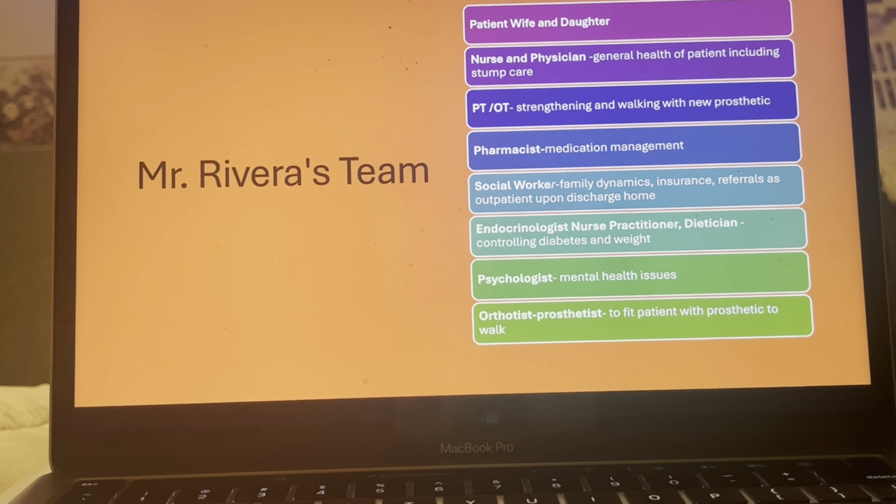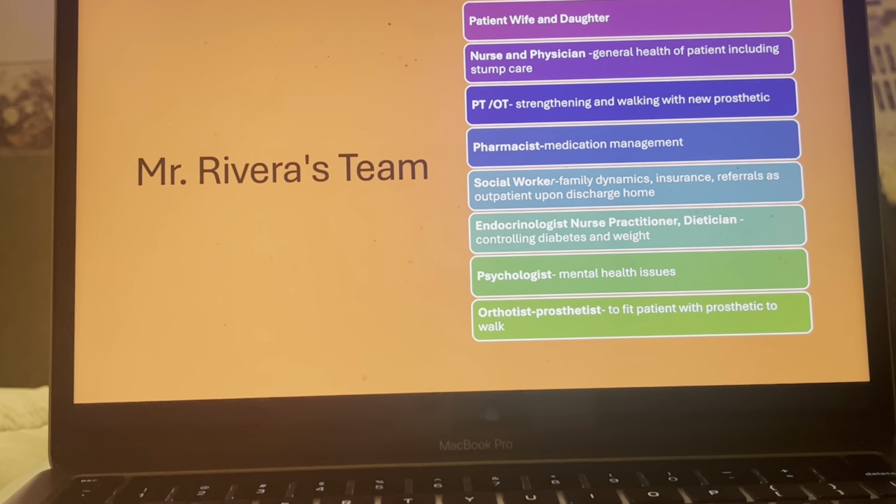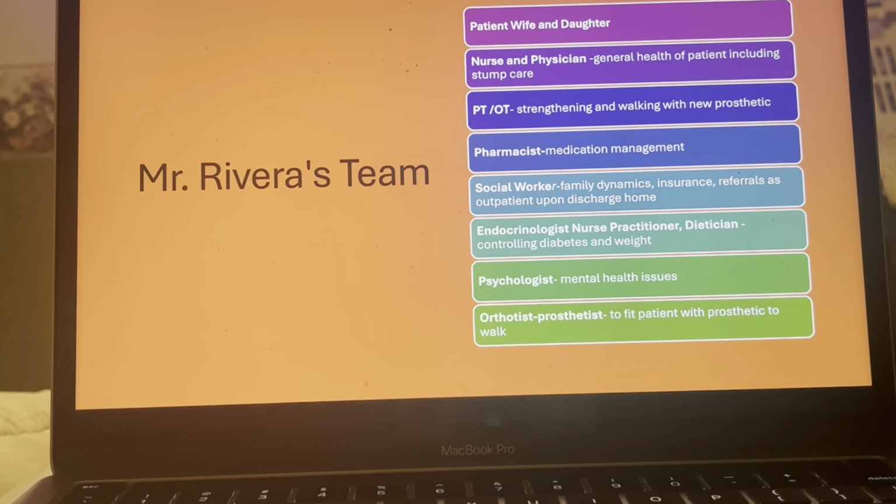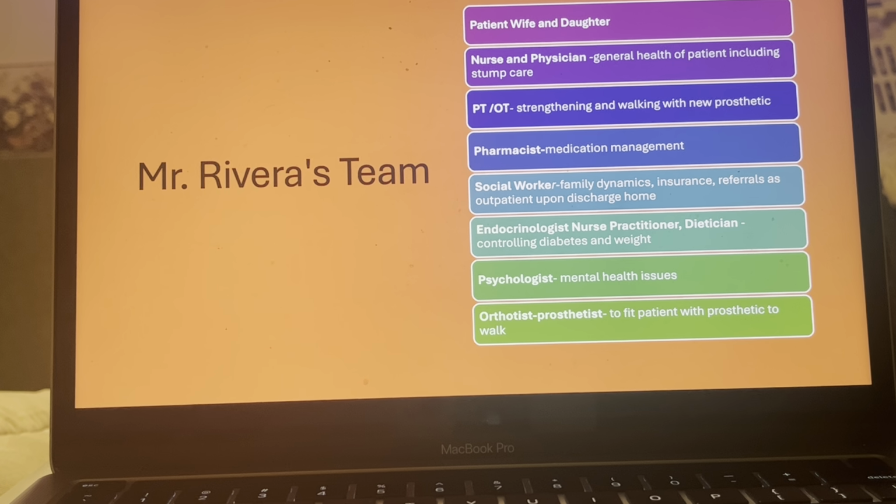We have the endocrinologist, nurse practitioner, and dietitian to control his diabetes, weight, and a meal plan. The psychologist is for mental health issues, depression, anxiety, any of those feelings of loss, how to deal. He may feel like less of a man without his foot, and that's very important, and how the wife and family need to deal with that. The orthotist prosthetist is the doctor that fits the foot, and then they go to therapy.